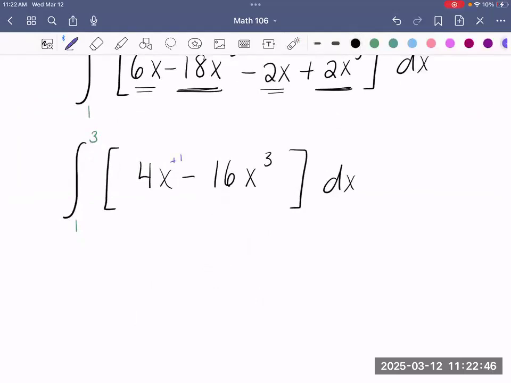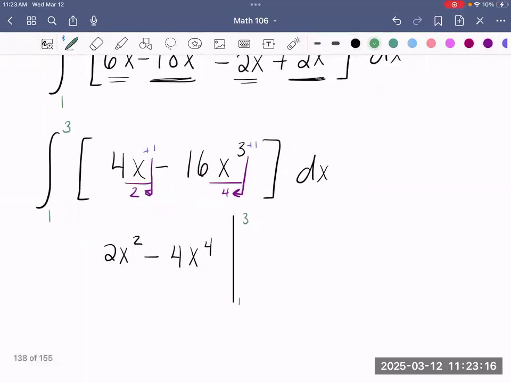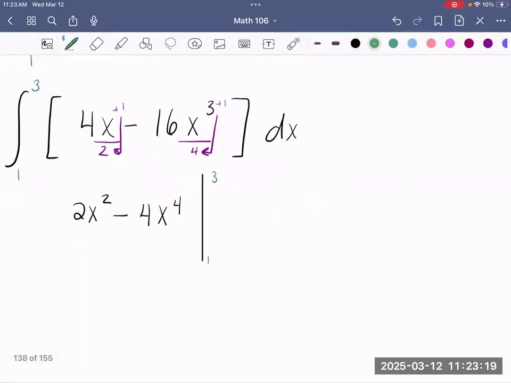So we can add 1, divide by 4, divide by 2. So now we're left with, after simplifying, 4 divided by 2, that's 2, x squared, minus 16 divided by 4, that is 4, x to the 4th, over the integral of 1 to 3. So that is when x is equal to 3 and when x is equal to 1. So let's go ahead and put that through.